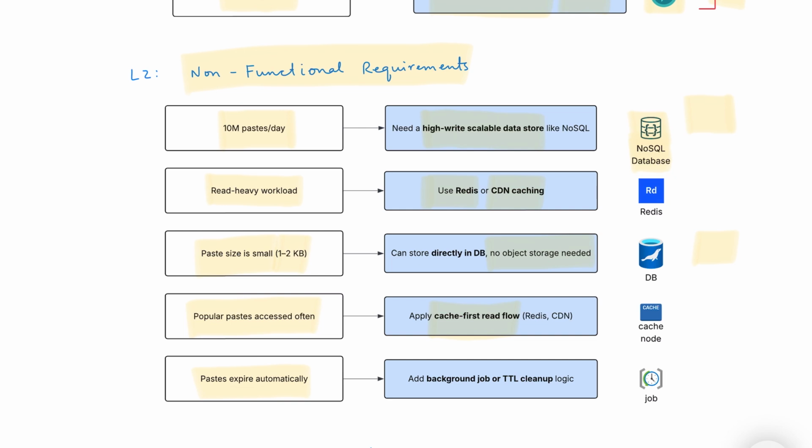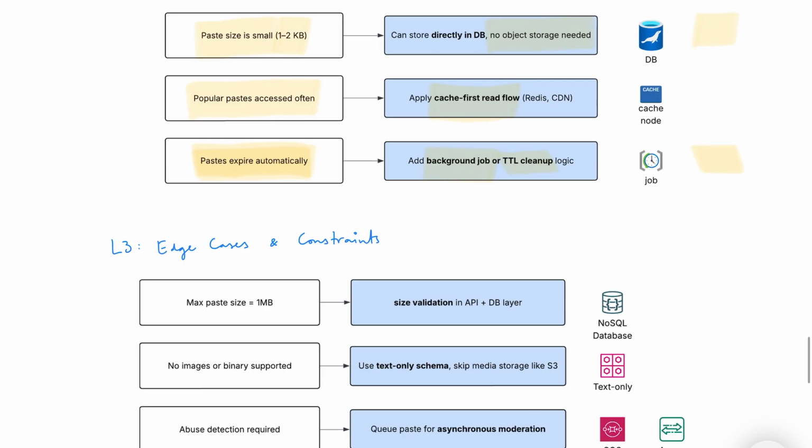Okay, and finally, one more non-functional requirement was that a paste should expire automatically. Now this is quite interesting, as automatic expiration of a paste means we will have to run a background job to automatically delete all those pastes whose expiration time has crossed, or we will have a TTL cleanup logic implemented. So this also helps us make a very important design decision that we need some sort of background asynchronous job that will automatically delete the expired pastes.